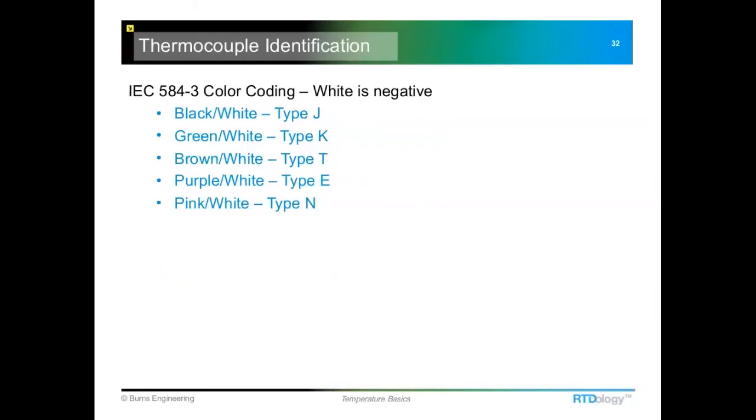So here's the IEC, and on these the negative lead's always white, and then the plus leads go from black, green, brown, purple, and pink for these various base metal type thermocouples.